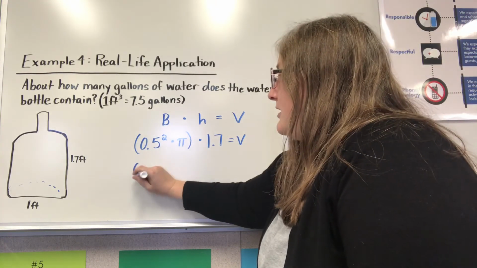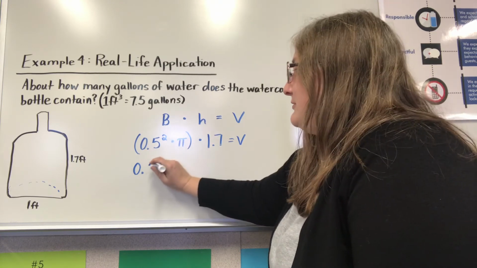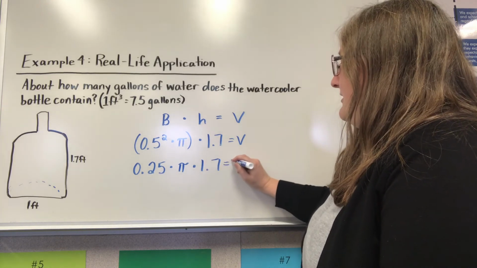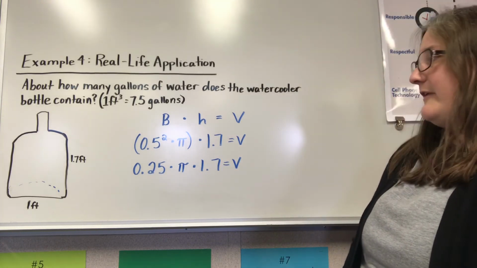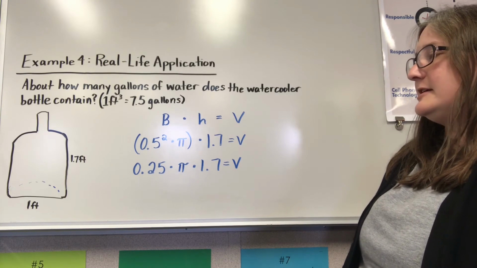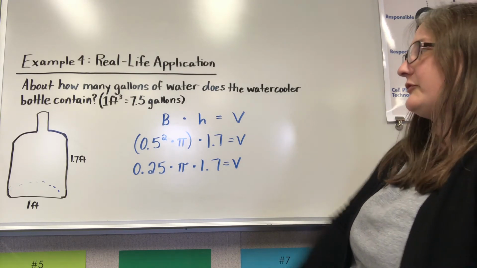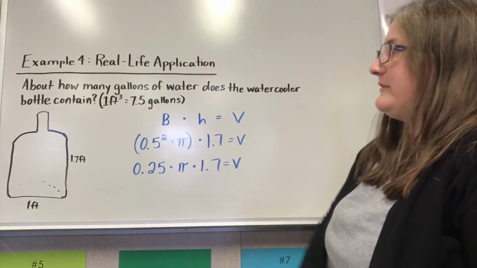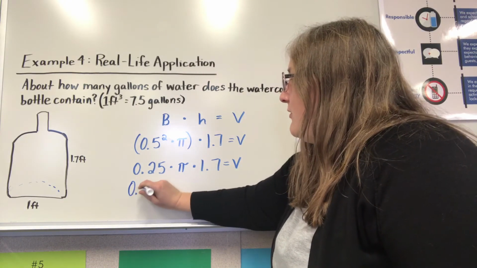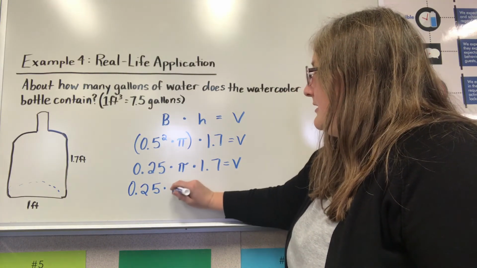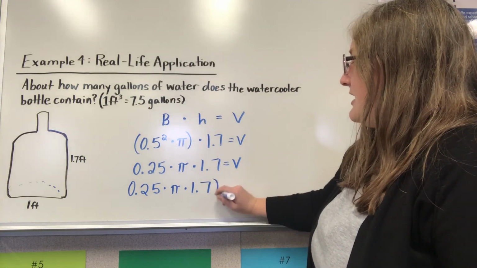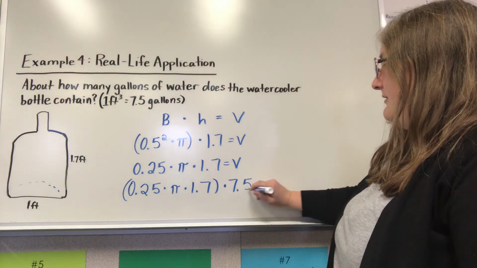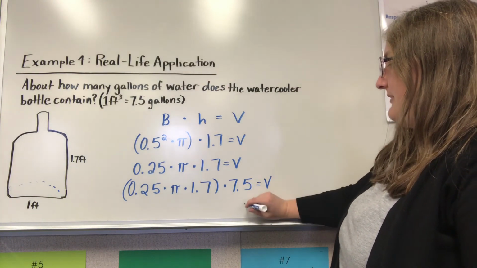So 0.5 squared gives me 0.25 times pi times 1.7. This gives me my volume, but my volume is going to come out in feet cubed. In order to make sure that my answer comes out in gallons, I have to remember that for every 1 foot cubed, I get 7.5 gallons. So I'm going to modify my formula here to take whatever answer I get in feet cubed and multiply it by 7.5 so that my answer comes out in gallons.